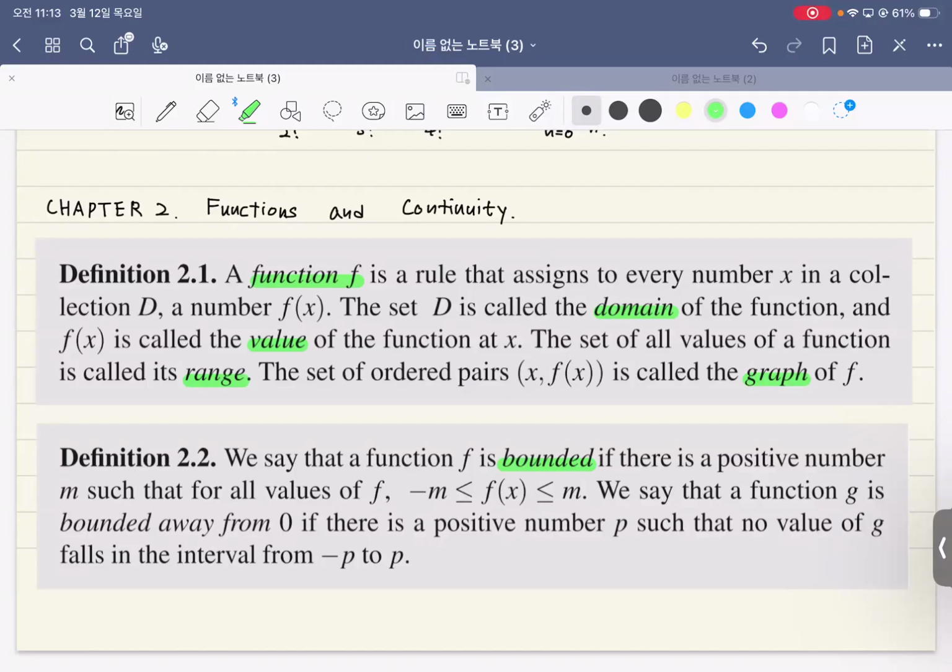And also, we say a function is bounded away from zero if there is a positive number p such that no function value lies between minus p and plus p. So what does it mean? Intuitively, if a function is bounded away from zero, then my function value cannot get arbitrarily close to zero. For instance, the function 1 over x is not bounded away from zero, because in that case, the function value can get arbitrarily close to zero.